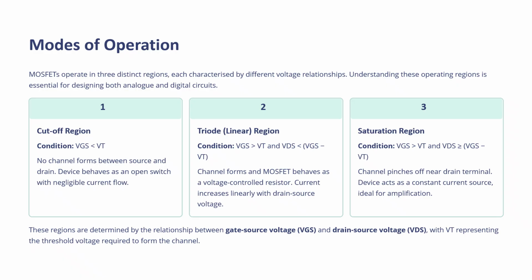The first mode of operation is the cutoff region. The condition of this operation is VGS less than VT. No channel forms between source and drain. The device behaves as an open switch with negligible current flow.